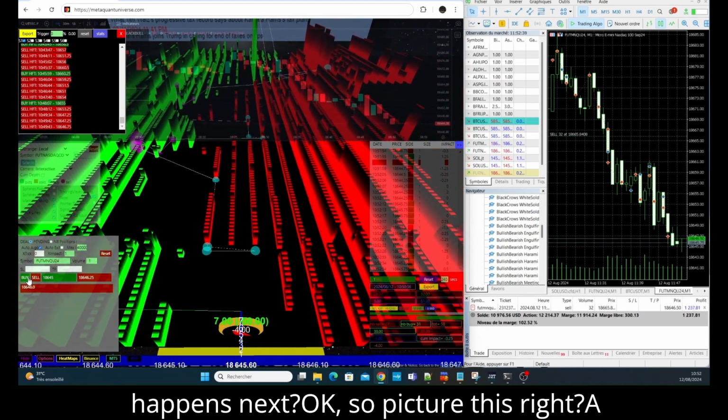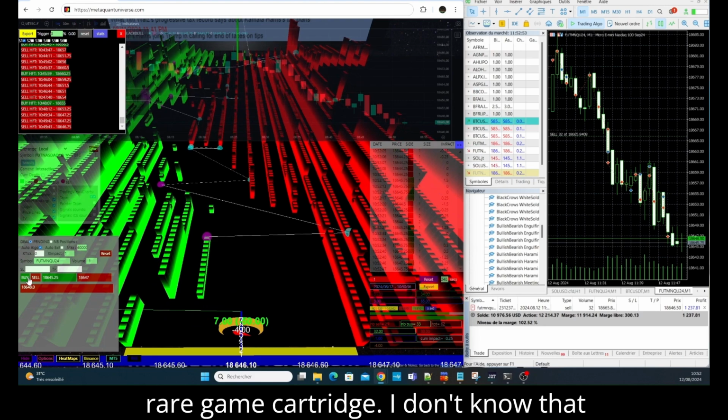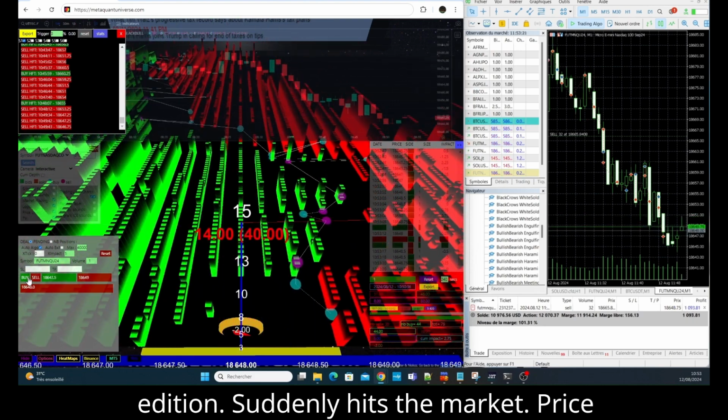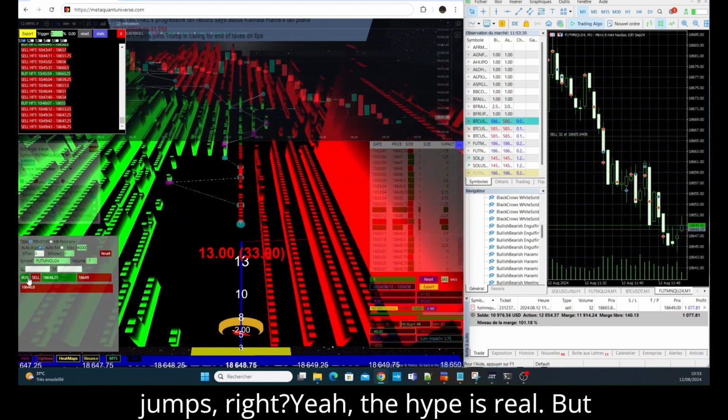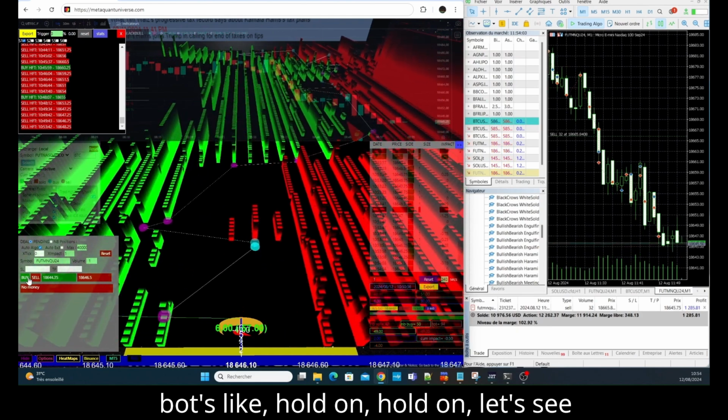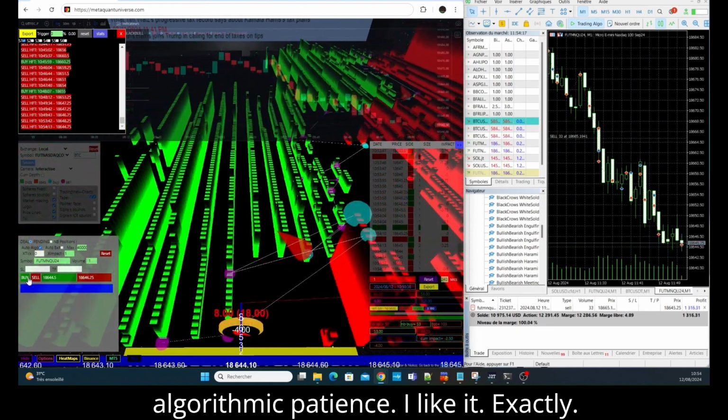Okay, so picture this. A rare game cartridge, that elusive Space Invaders Championship Edition, suddenly hits the market. Price jumps. Yeah, the hype is real. But remember that X-tick is at 15. So the bot's like, hold on, let's see if this is for real. It's got that algorithmic patience.